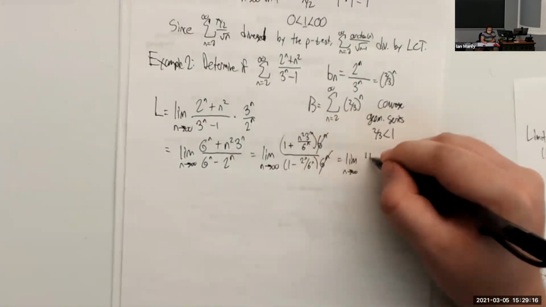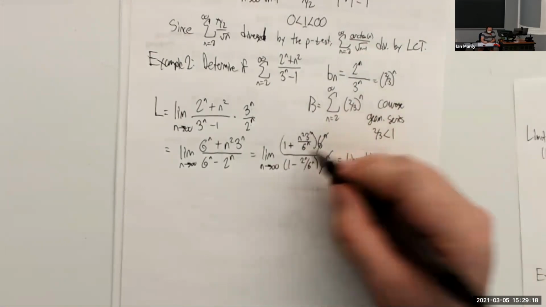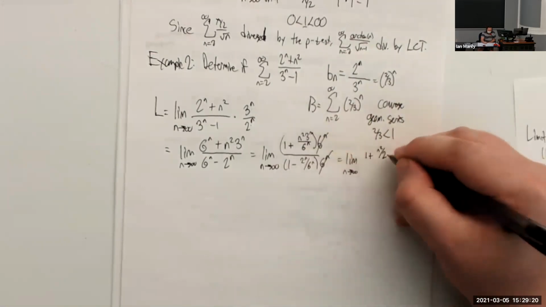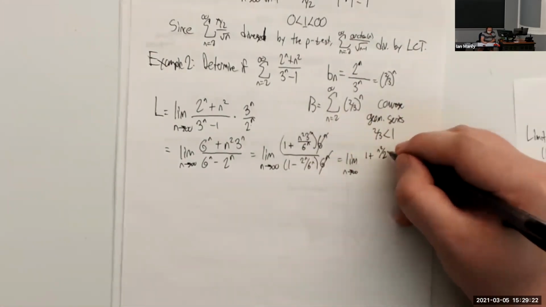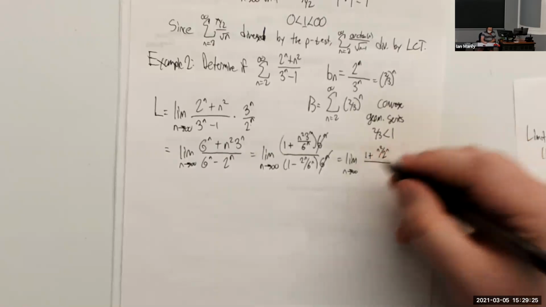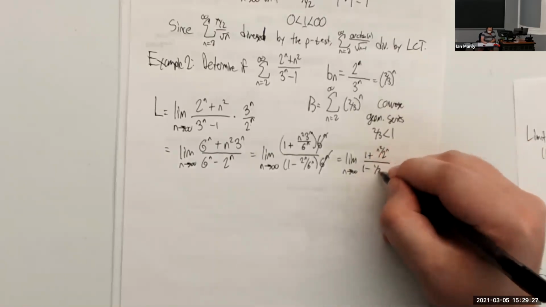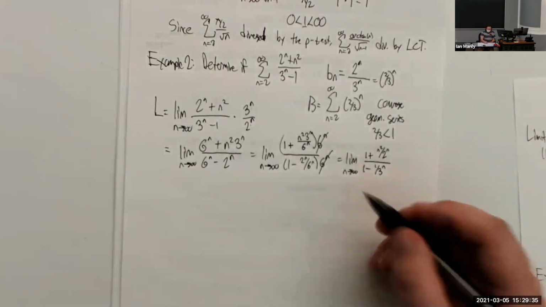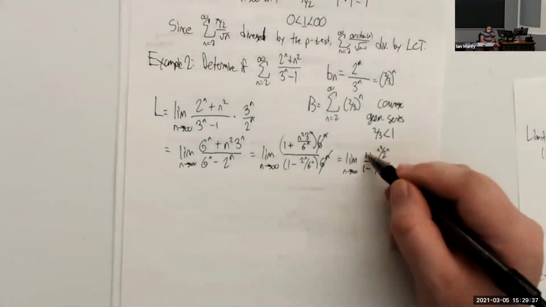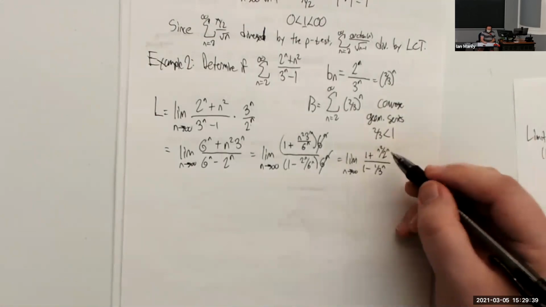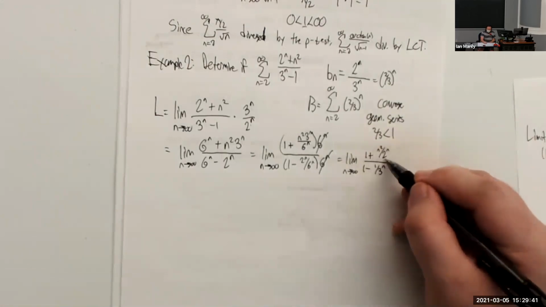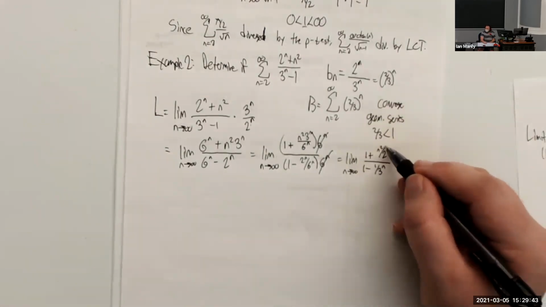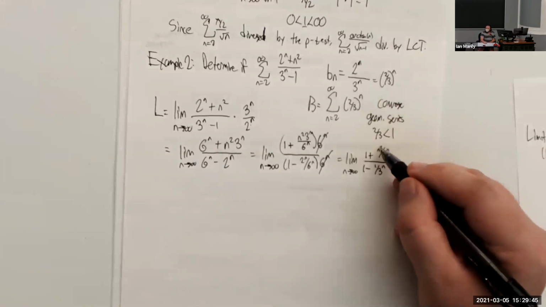So we have 1 plus, and then this will simplify to n squared over 2 to the n. And then this will be 1 minus 1 over 3 to the n right here. All right, now I think we're in a position where we can do this limit here. So the limit as n goes to infinity of this, well, these are just going to remain as 1s. We have n squared over 2 to the n. What's going to happen as n goes to infinity here?